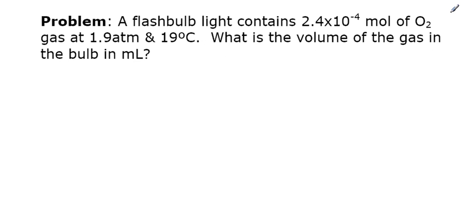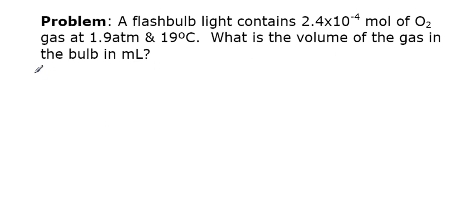We've got a light in a flashlight. The bulb contains 2.4 times 10 to the negative 4 moles of oxygen gas. It's at 1.9 atmospheres and 19 degrees Celsius. And we want to know what the volume of the gas is in the bulb in milliliters. These questions sound similar to others, but the big difference here is if you see anything with mass or moles, you have to think, I'm dealing with the ideal gas law.